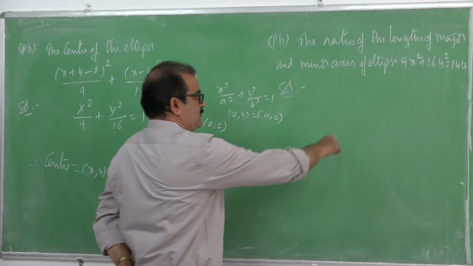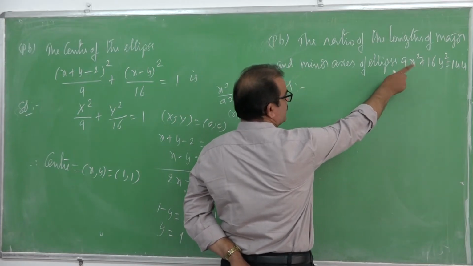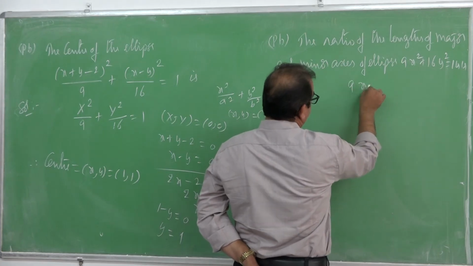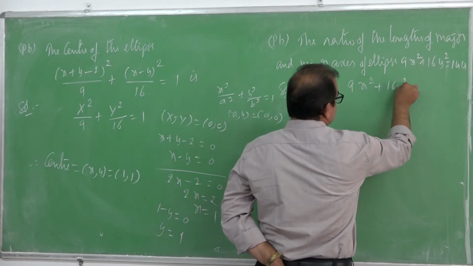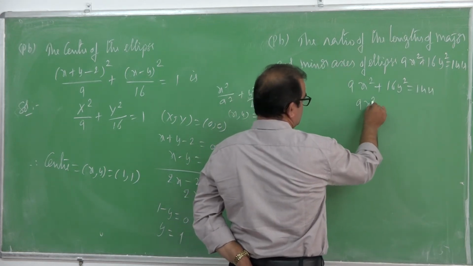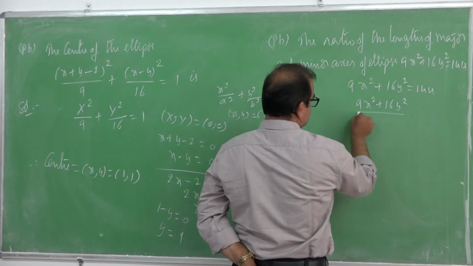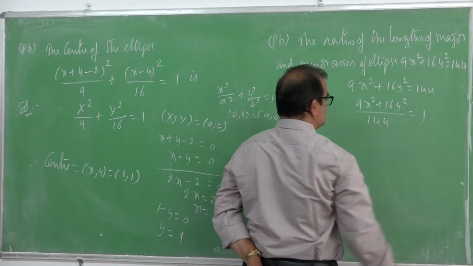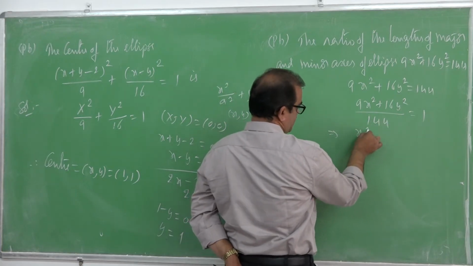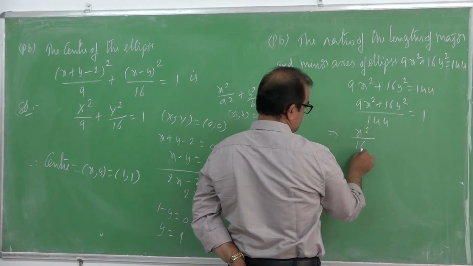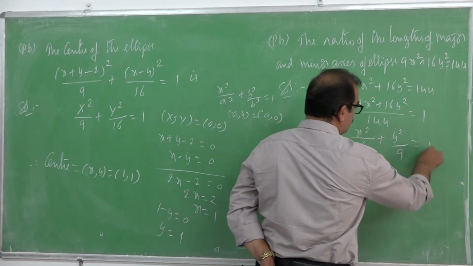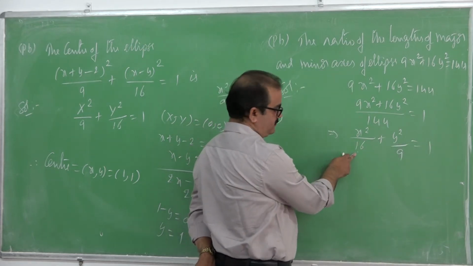See here, first we reduce the given ellipse into standard form. What is the given ellipse? 9x square plus 16y square is equal to 144. Write it as (9x square plus 16y square) by 144 is equal to 1. Divide separately: x square by 16 plus y square by 9 is equal to 1. Now it is in standard form.